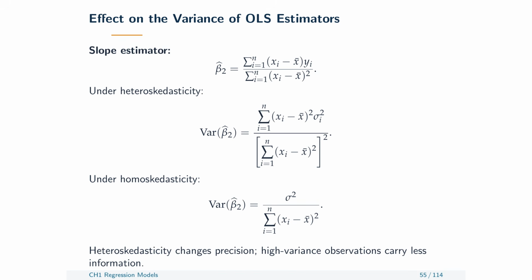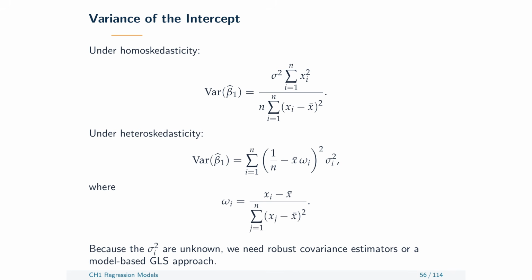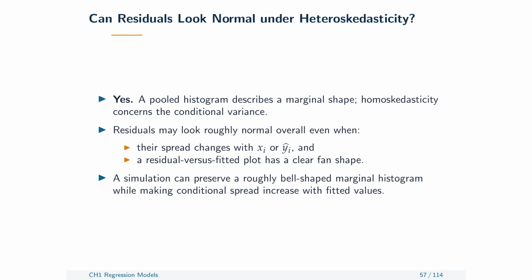Observations whose x values are far from the sample mean receive greater leverage in that expression. If those influential observations also have high error variance, the slope can be much less precise than the homoskedastic formula suggests. The intercept variance changes as well. Both exact heteroskedastic variance expressions contain unknown observation-specific variances, so we cannot calculate them directly.